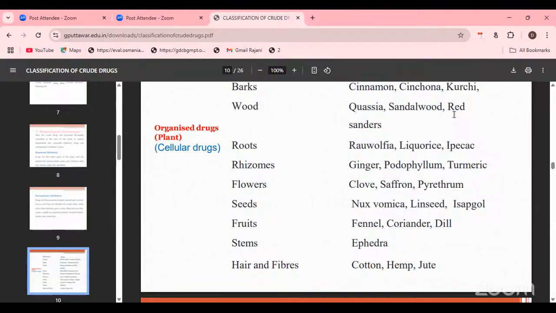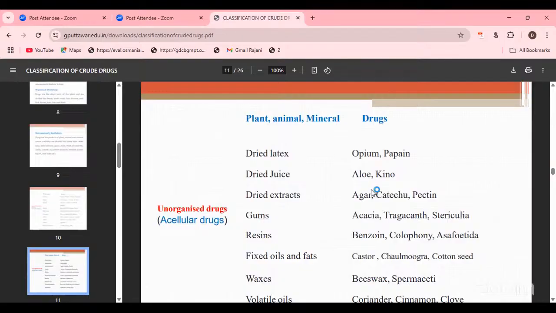And plant, animal, mineral drugs. Dried latex: opium and papain. Papain is a dried latex. Dried juice, latex, where is it found? Opium. Opium is poppy, Papaver somniferum. This is very dangerous, and the dried latex is useful for many drugs also.